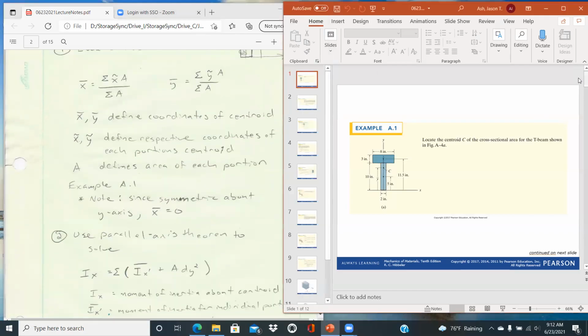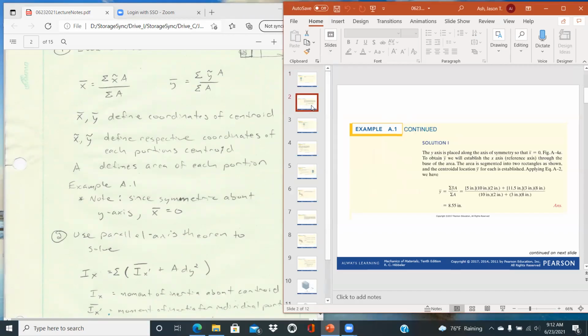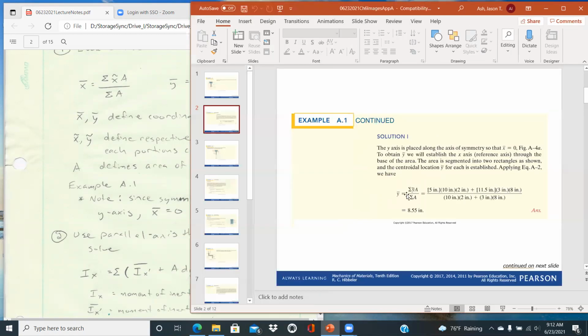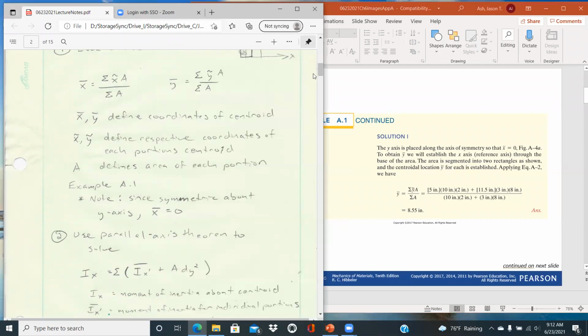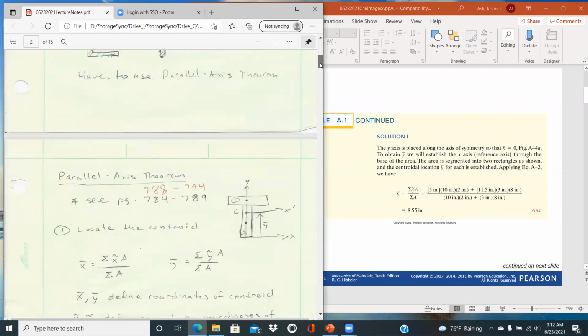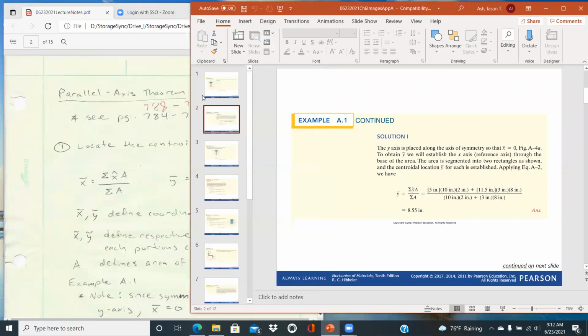And then we can look through our example problem on the y bar. We'll expand this out so it's a little bit easier to see. And so again, y tilde times A for each of the portions, divided by the sum of A.